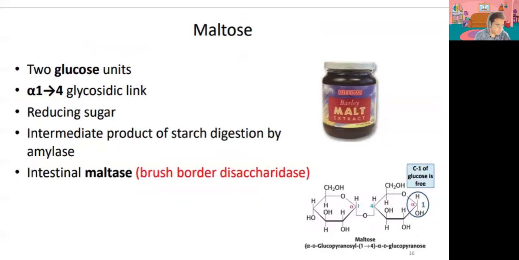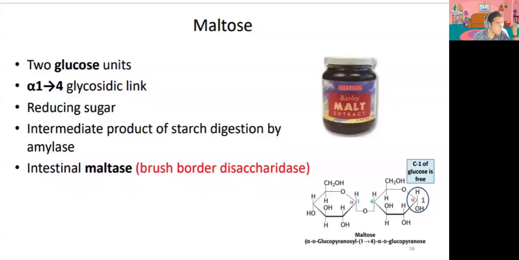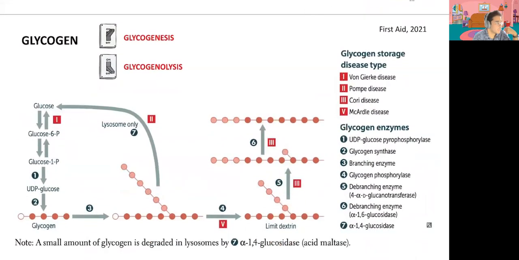Maltose, they don't like to ask too much about it. It's an alpha 1,4. It's intestinally broken down by maltase, right? Most of us don't have issues with this. It's because it's just 2 glucose units, and we have alpha 1,4 ability to break it down.